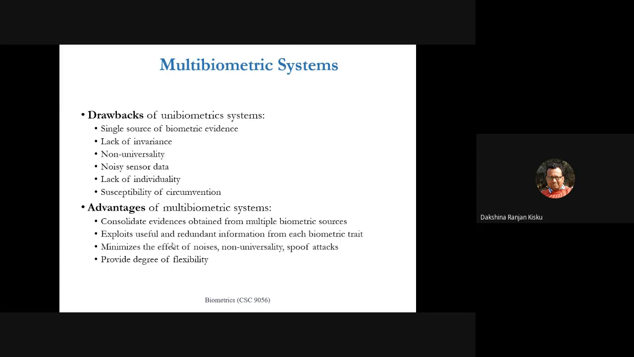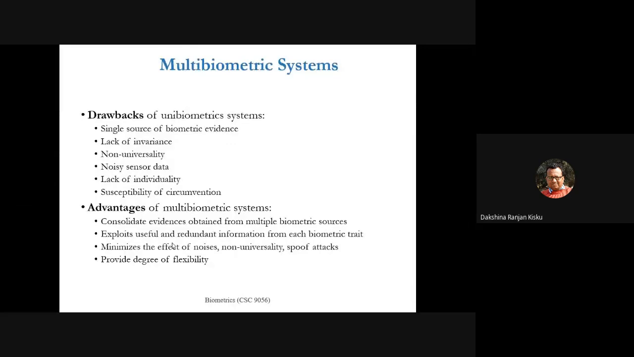Then lack of invariance. Another drawback of unibiometric systems is non-universality. Universality says that every individual should have, or must possess, the biometric evidence. For example, if a person does not have a complete fingerprint, or the finger is missing from the hand, then that evidence cannot be used for enrollment or recognition. So non-universality is another drawback of unibiometric systems.